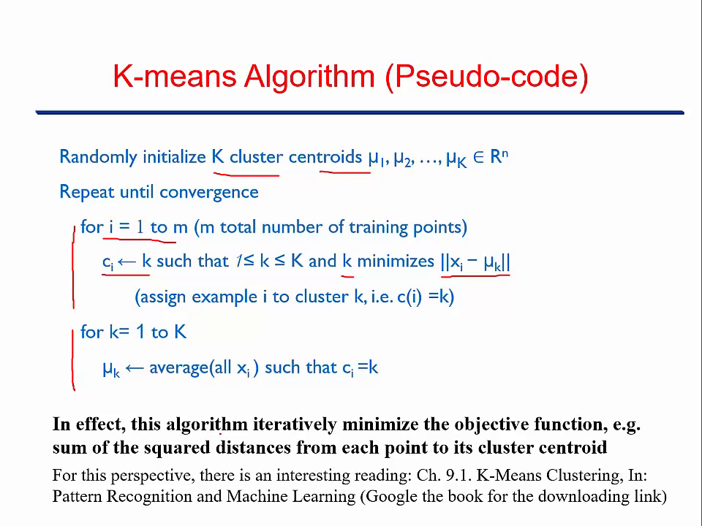In effect, this algorithm iteratively minimizes the objective function, which is the sum of the squared distances from each point to its cluster centroid. From this perspective, there is an interesting book chapter called K-means clustering in the famous textbook Pattern Recognition and Machine Learning, which explains the k-means clustering algorithm from an optimization perspective.